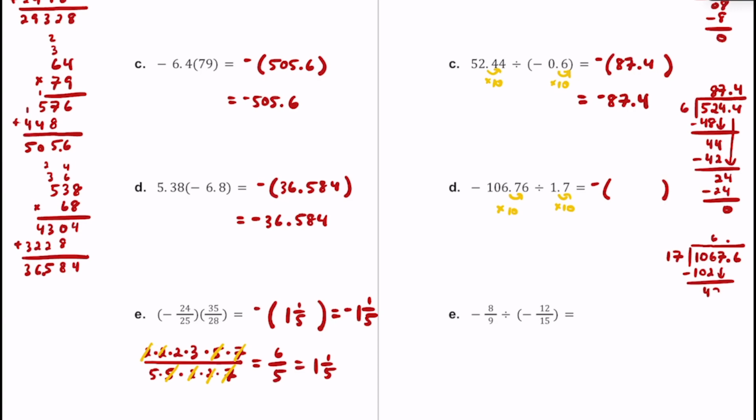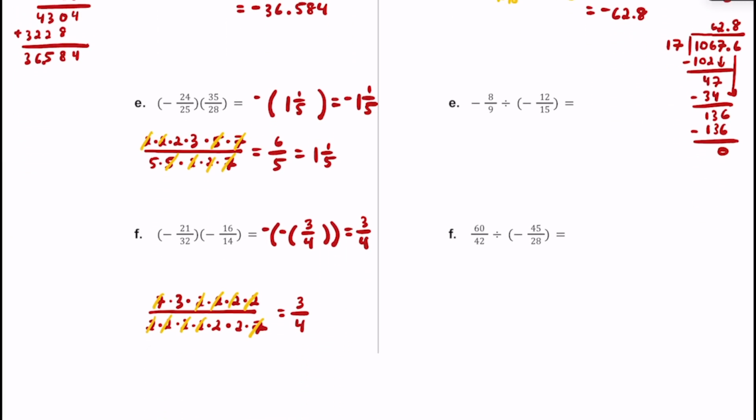Bring down the 7. 17 into 47 is going to be 2. That's going to be 34, and we're left with 13. Bring down the 6 here. 17 into 136 is exactly 8 times. 8 times 17 is 136, and the remainder here is 0. So we have this negative 62.8, or the opposite of it, which is just going to be negative 62.8.